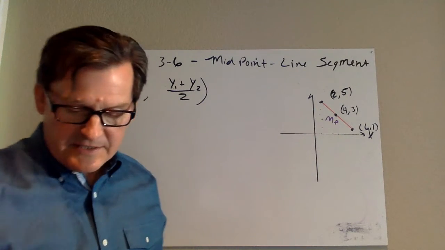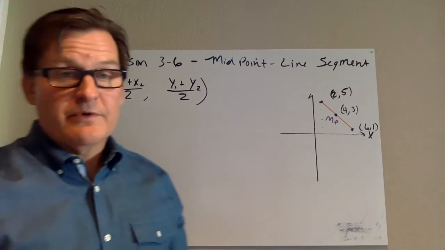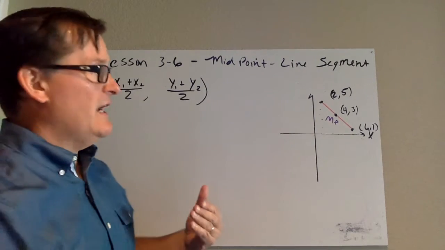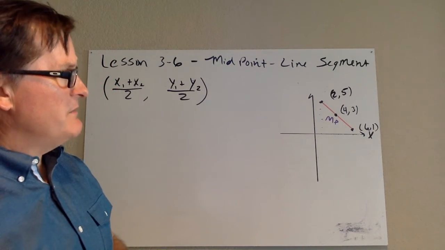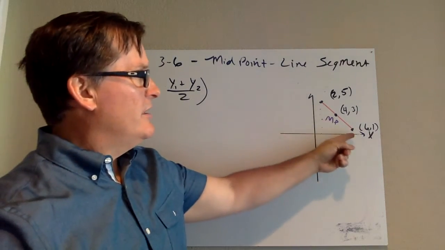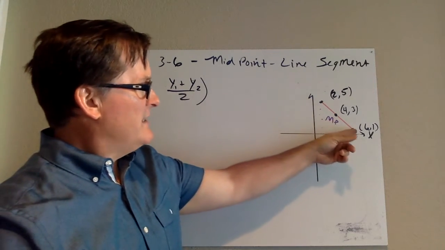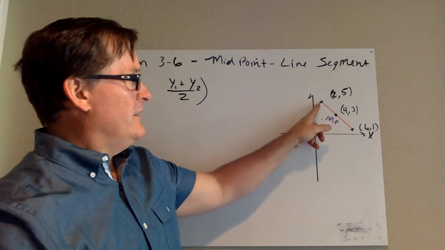This is lesson 3.6 in the applied geometry curriculum. We're going to find the midpoint of any line segment. This does have application, which hopefully you'll see through problem solving. But what I'm really doing here is I've drawn the line segment in red. Here are my two endpoints.